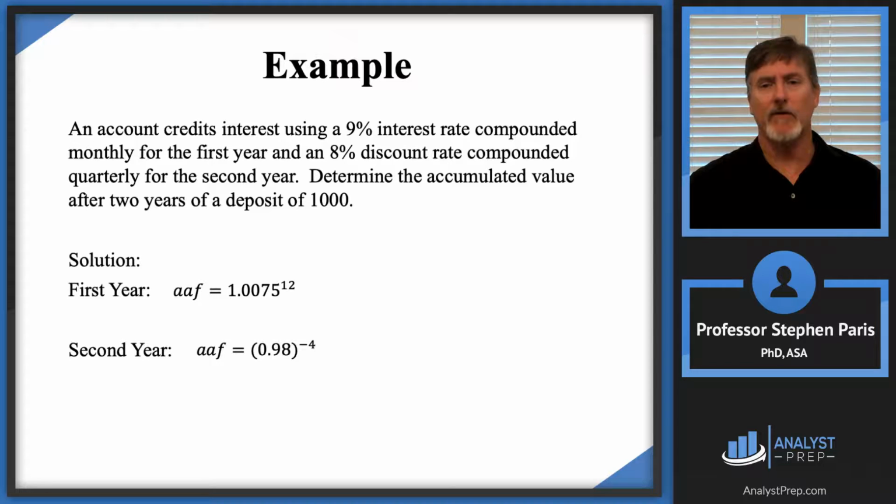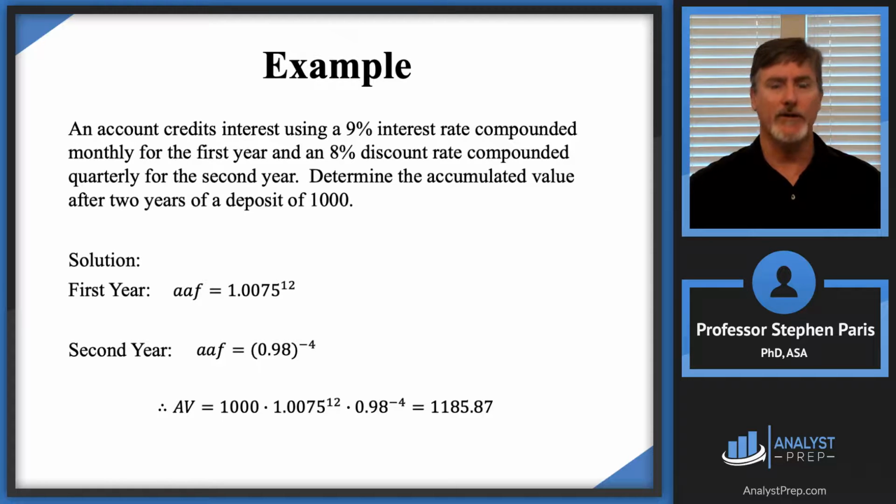So finally, we have it. We want to know what's the accumulated value after 2 years. So we take the 1,000 and we accumulate it after 1 year, and we get 1,000 times 1.0075 to the 12th. Then take that amount and accumulate it for the next year by multiplying by the 0.98 to the minus 4, and go through the arithmetic, and I got 1185.87 for my answer there.